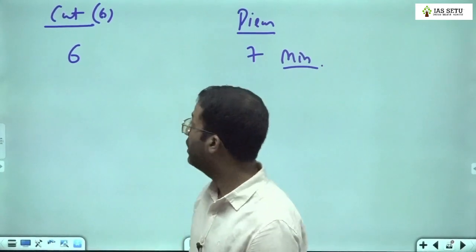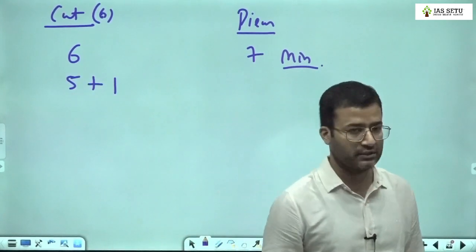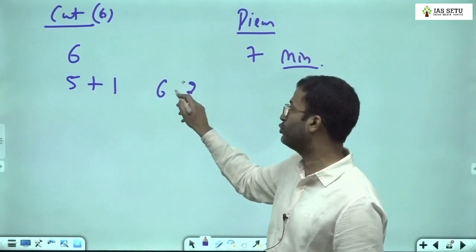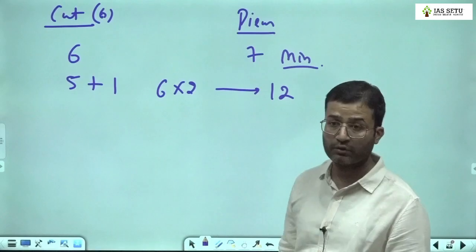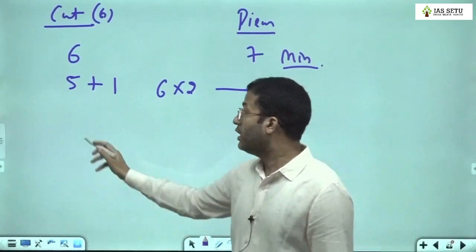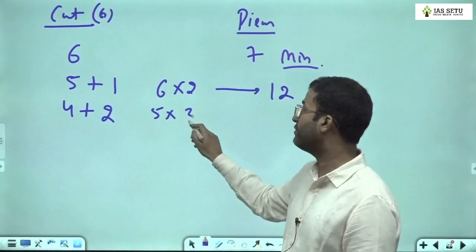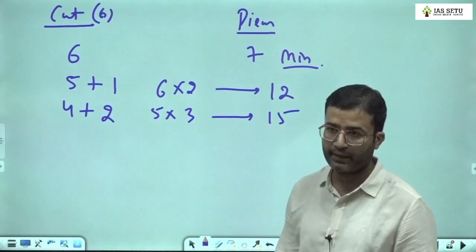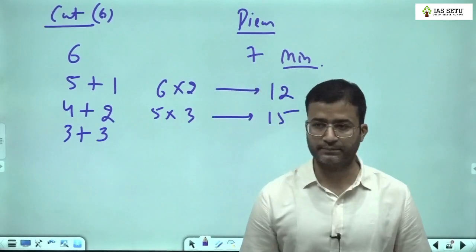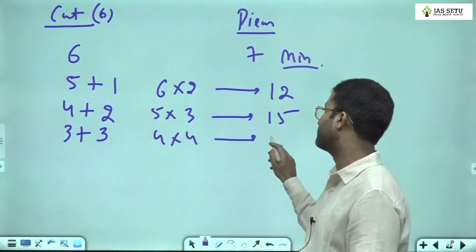See here. The second way is you make 5 cuts on one axis and 1 cut on the second axis. According to our rule, 5 cuts give you 6 pieces, 1 cut gives you 2 pieces. How many pieces will you get? 12. Your pieces will increase because multiplication comes in. If you make 4 cuts on x and 2 cuts on y, how many pieces will you get? 5 into 3, 15. Next, if I make 3 cuts on x and 3 cuts on y, how many pieces will we get? 4 into 4, 16 pieces.